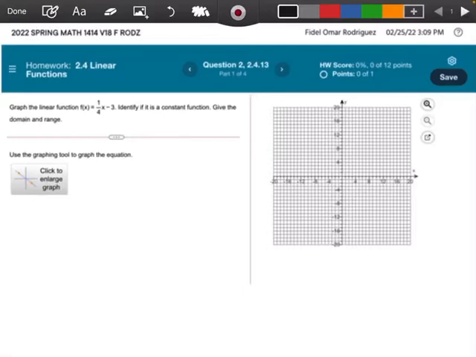All right, so y'all, this is number 2 out of 2.4, and it says graph the linear function f of x equals 1/4 x minus 3. Identify if it's a constant function, give the domain and the range.